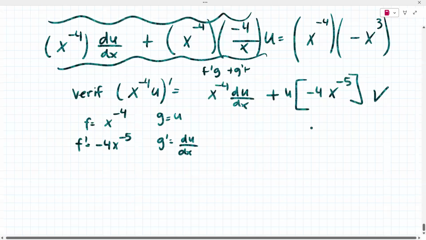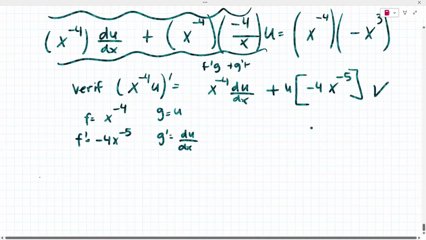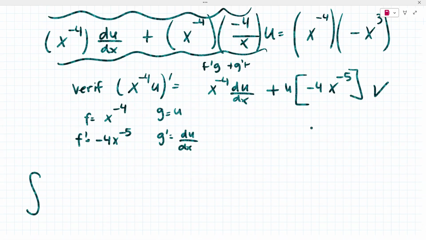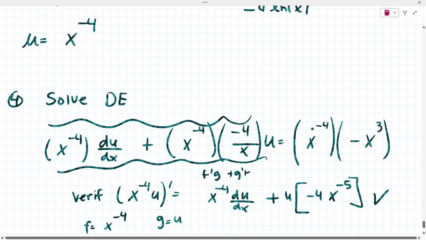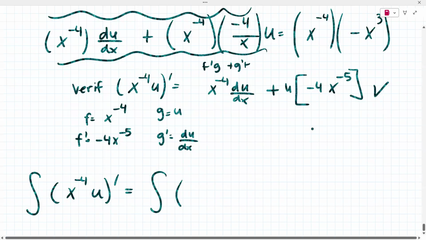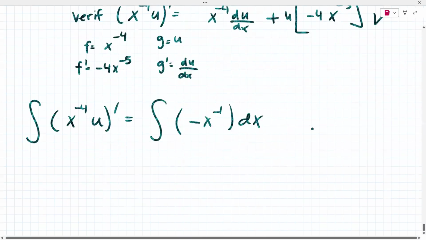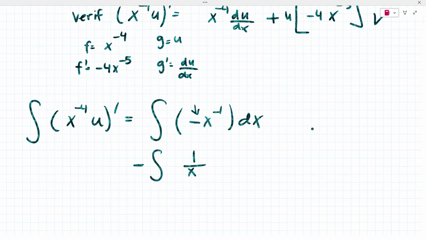So now we just take the integral of both sides. The integral of the left is the integral of x to the negative 4 u prime, equals the integral of, on the right, x to the negative 4 times negative x to the 3, which simplifies to negative x to the negative 1 dx. If you want, you may put the minus in front of the integral, and then x to the negative 1 is 1 over x dx.